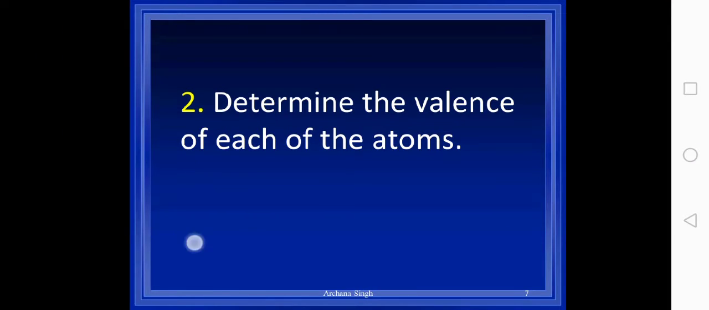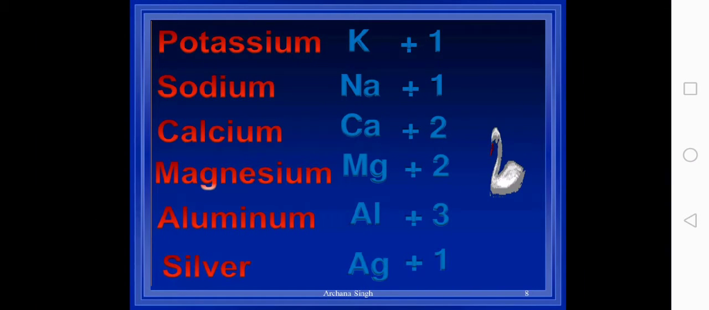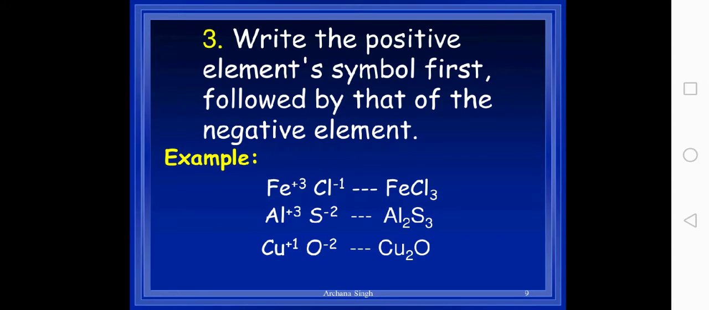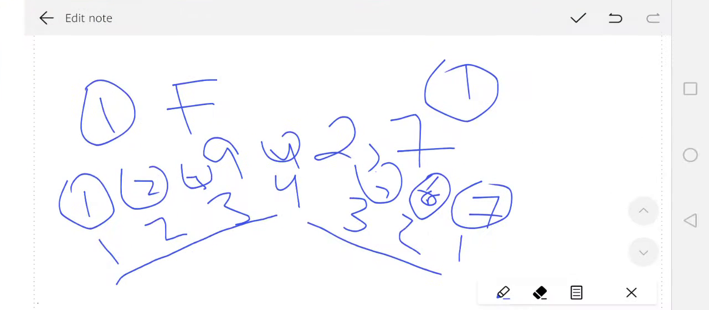Now determine the valency. Potassium has valency 1 plus, sodium has valency 1 plus, calcium has valency 2 plus, magnesium has valency 2 plus, silver has valency 1 plus. Write the positive element symbol first, followed by the negative elements. Always write positive elements first and then negative elements. Positive elements means metals.